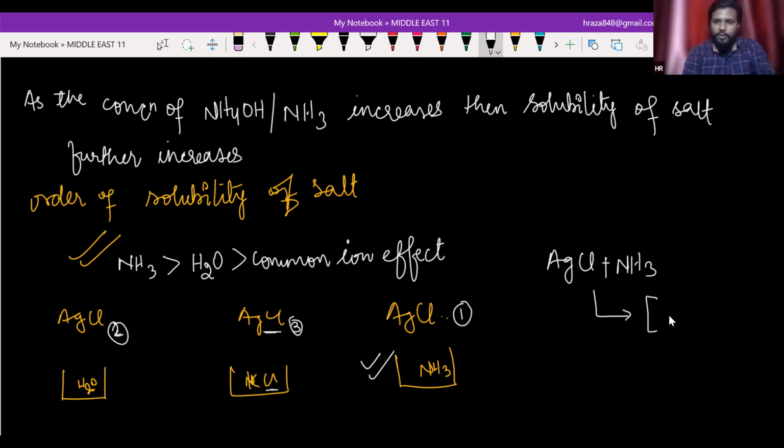Now you will see here it will form a complex compound, Ag(NH3)2 plus and then Cl minus. Because of this complex formation on the right hand side, the concentration on the product side will decrease. That's why the solution wants to maintain its equilibrium. In order to maintain its equilibrium, it will dissociate more and more to form the product and nullify the effect on equilibrium. Okay.